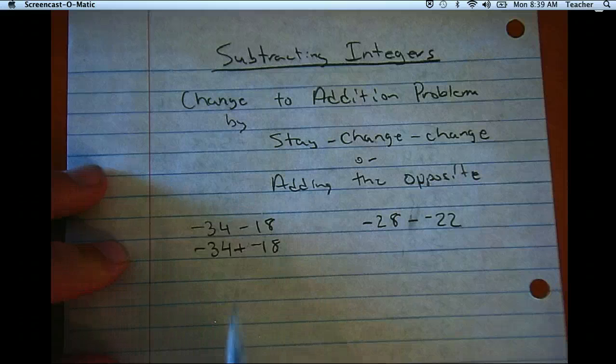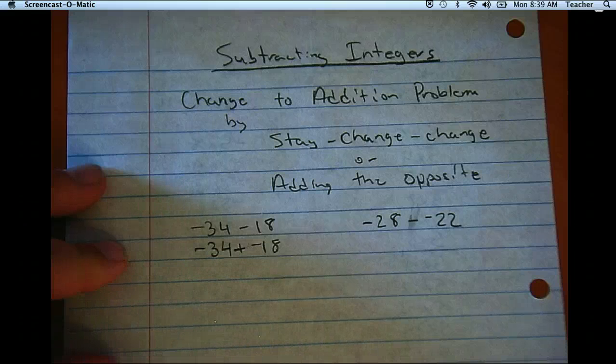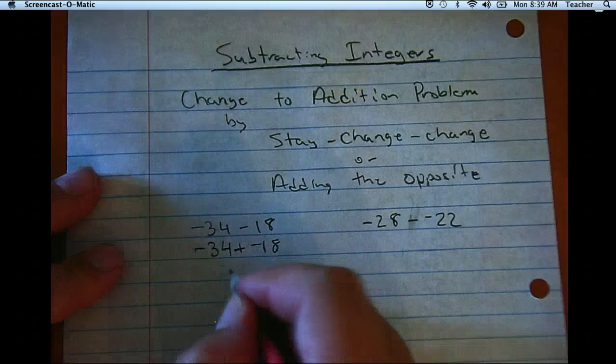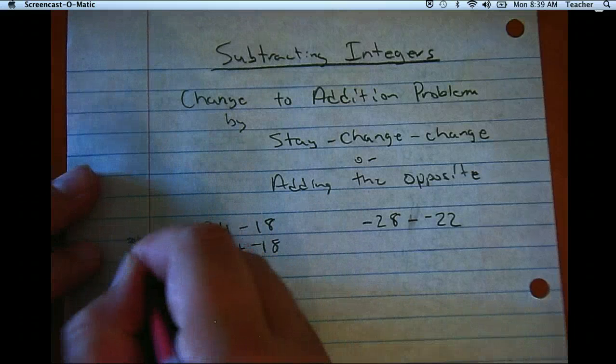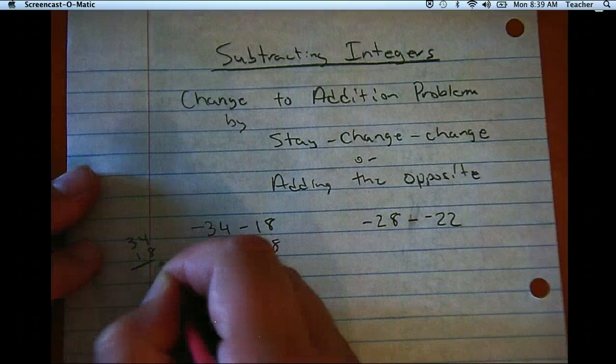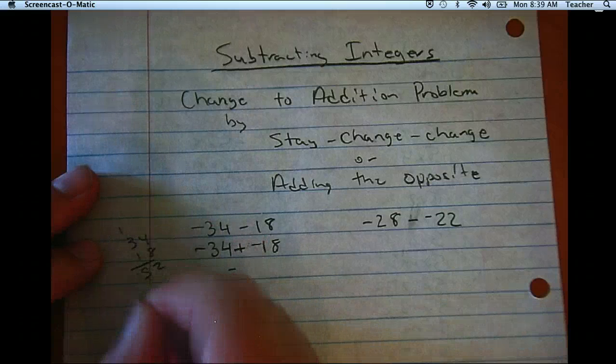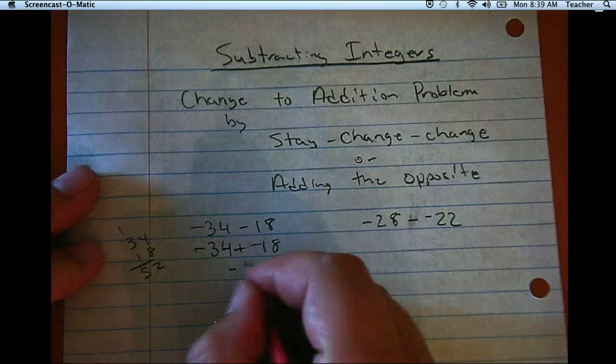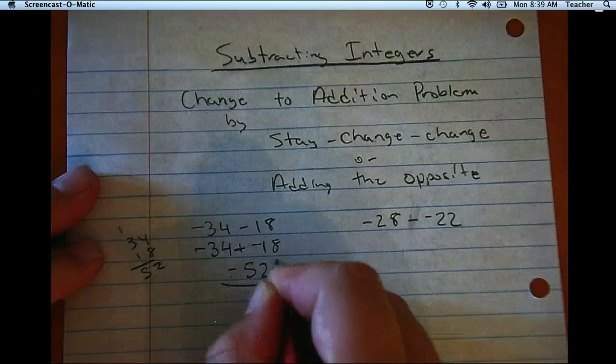And now I can use my addition rules. It becomes an addition problem. These two numbers work together, so I just add them. And since they're both negative, my answer is going to be negative. So 34 plus 18: 2, carry the 1, 5. So my answer for this one is going to be negative 52.